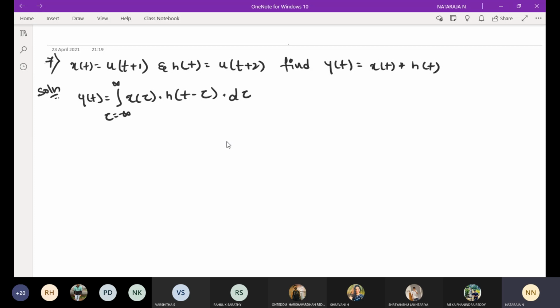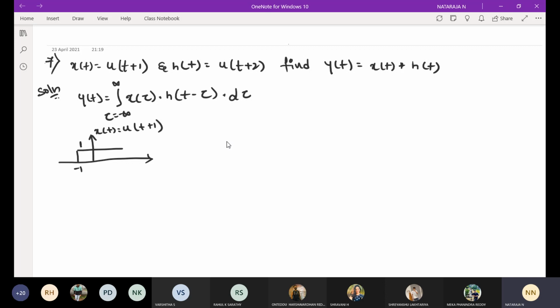They have given x of t and h of t. So first sketch the signal for x of t. This is your x of t, that is equal to u of t plus 1, meaning the signal starts at minus 1 and ends at infinity. Amplitude will be 1. Why? Because this is u of t, that is why amplitude is 1.